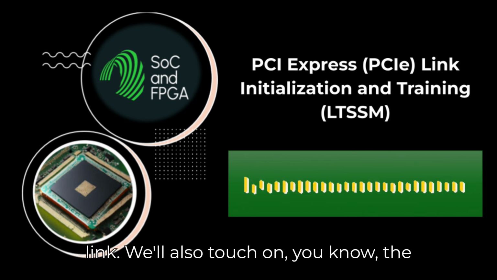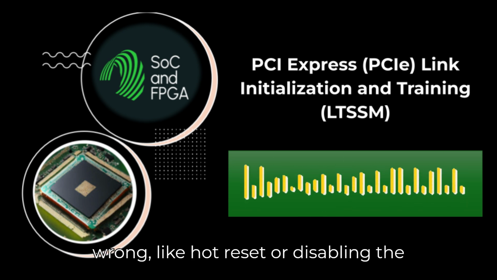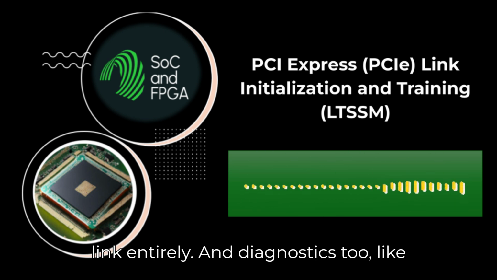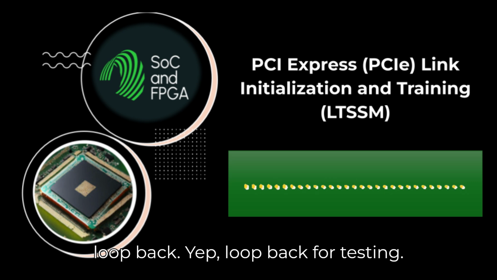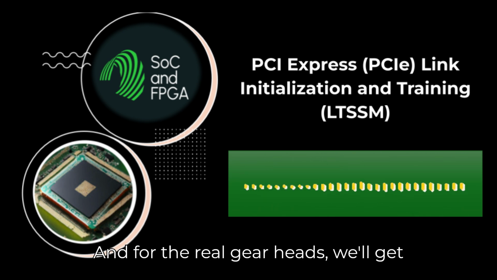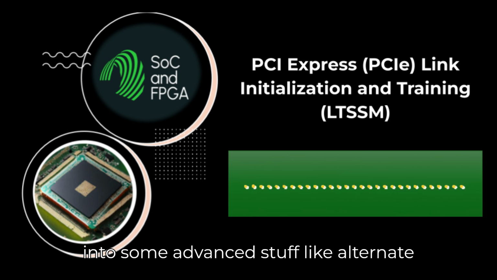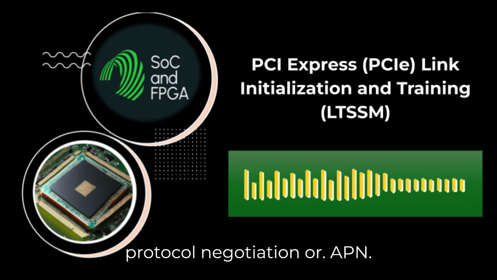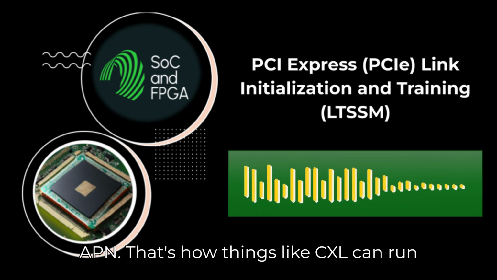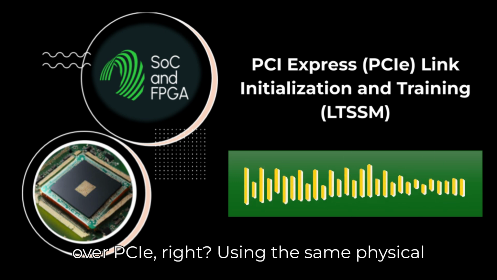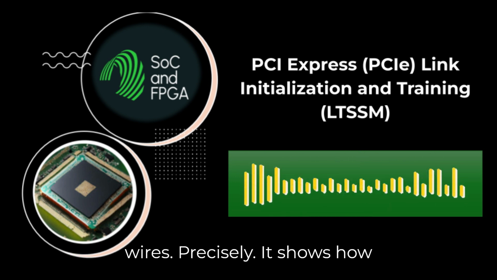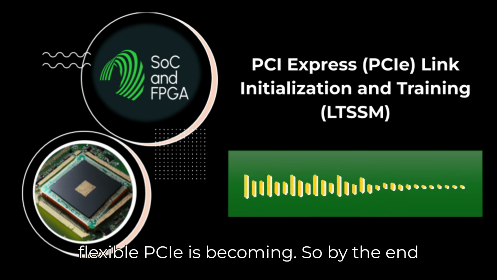We'll also touch on the escape hatches when things go really wrong, like hot reset or disabling the link entirely. And diagnostics, too, like loopback. Yep, loopback for testing. And for the real gearheads, we'll get into some advanced stuff like alternate protocol negotiation, or APN. APN, that's how things like CXL can run over PCIe, right, using the same physical wires. Precisely. It shows how flexible PCIe is becoming.